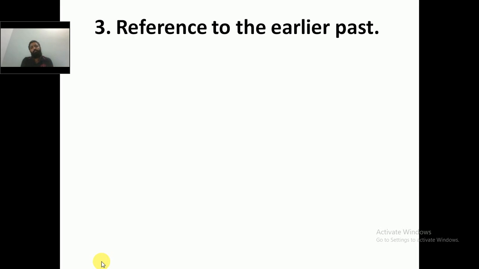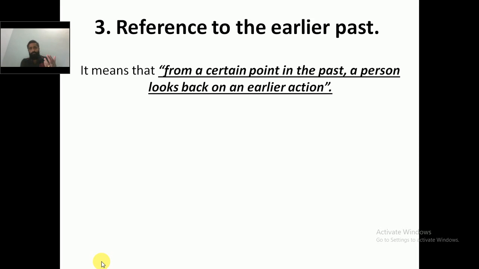Come to the third usage of it. What is the third usage of a past perfect tense? That is, reference to the earlier past. Read it once again. Reference to the earlier past. What does it mean? From a certain point in the past, a person looks back on an earlier action. It means there must be two actions. To make it clear, an example here.